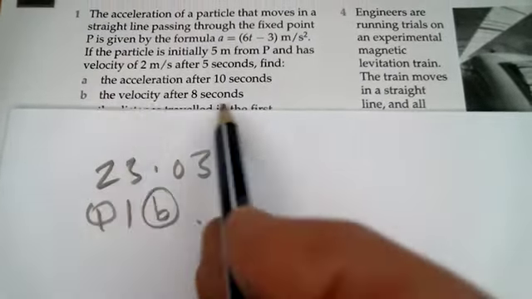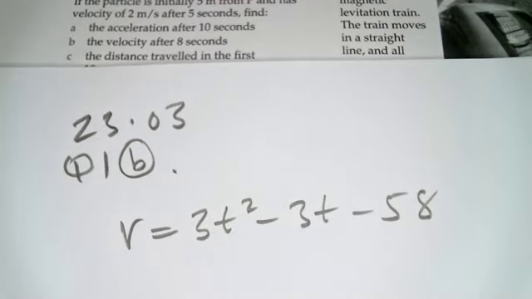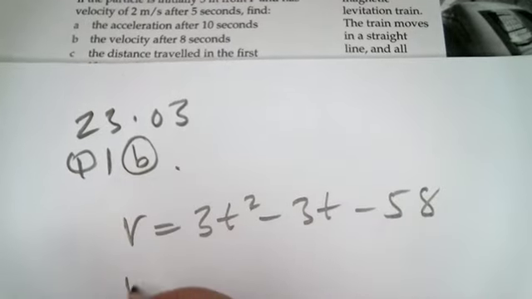So I had it on the other sheet, which was this one over here, you'll recall. And we had an equation for velocity, which was 3t squared minus 3t minus 58. So let's go ahead and use that one. So we're asked for the velocity after 8 seconds. So now v is equal to 3 times 8 squared minus 3 times 8 minus 58.